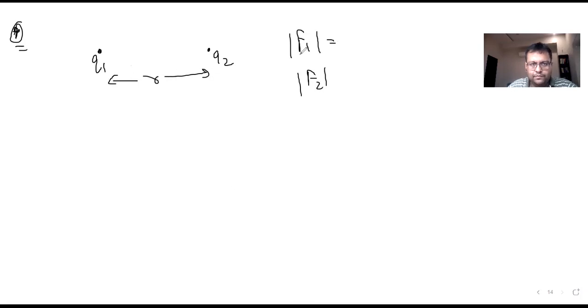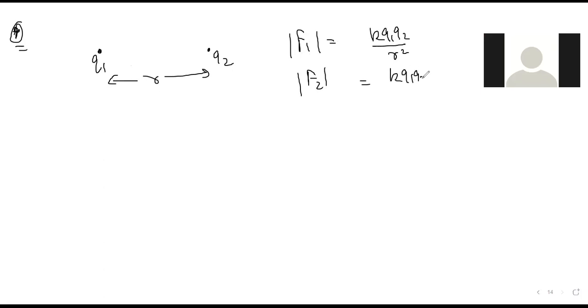Let's solve one last idea and we stop at that. If I assume that there is a charge Q1 and there's a charge Q2, what is the force on charge 1 and what is the force on charge 2? Magnitude. R is the separation. It is K Q1 Q2 by R square.